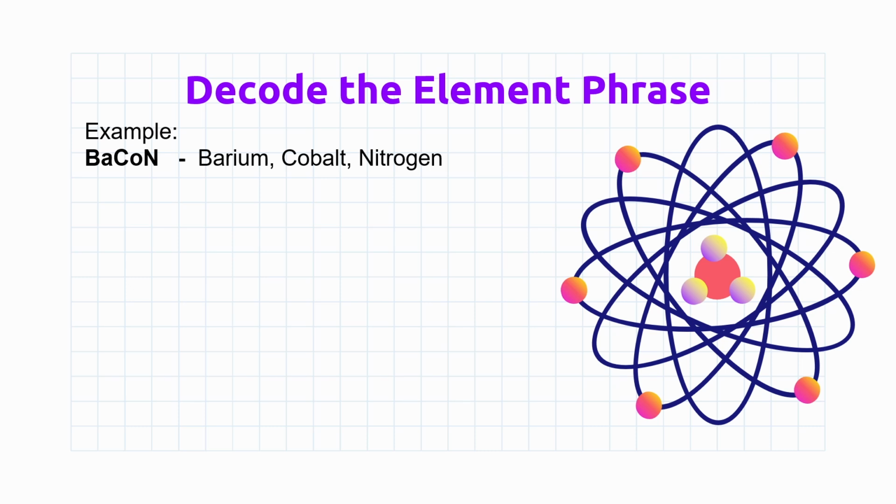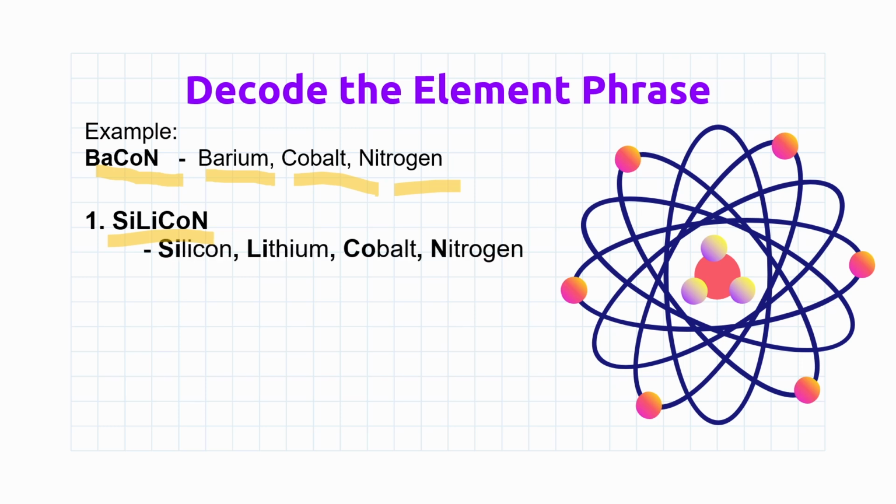Now, it's time to have fun. Let's decode some element phrases. Look at this example. Bacon. So that's barium, cobalt, nitrogen. Try this. Silicon. So Si for silicon, Li for lithium, Co for cobalt, and then N for nitrogen.